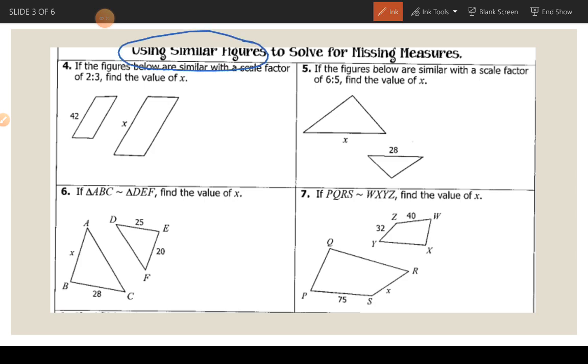Okay, and we're also using similar figures. Now, similar figures are different from congruent figures because they're not the same, they're proportional. When they're proportional, what that means is that we're going to be setting up a lot of ratios, and we're going to be finding scale factor. So this figure below has a scale factor of 2 to 3.